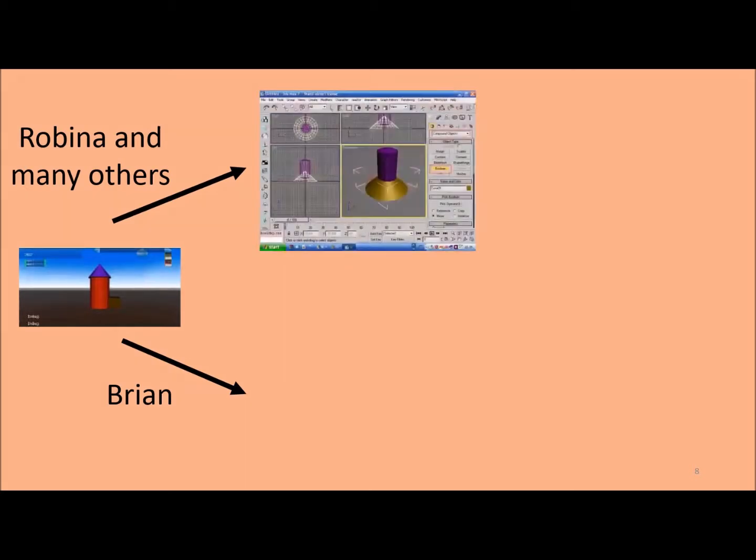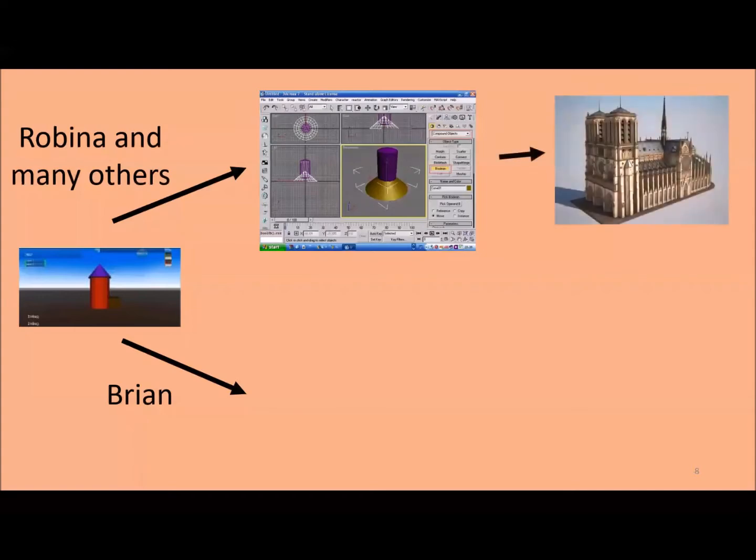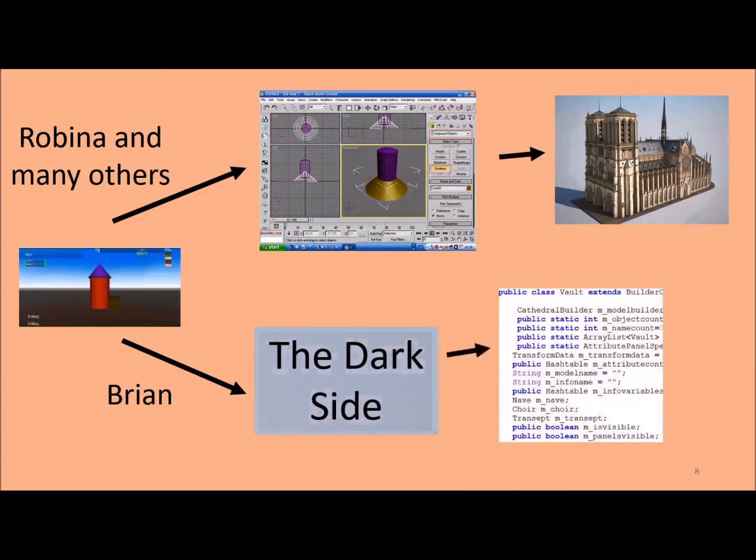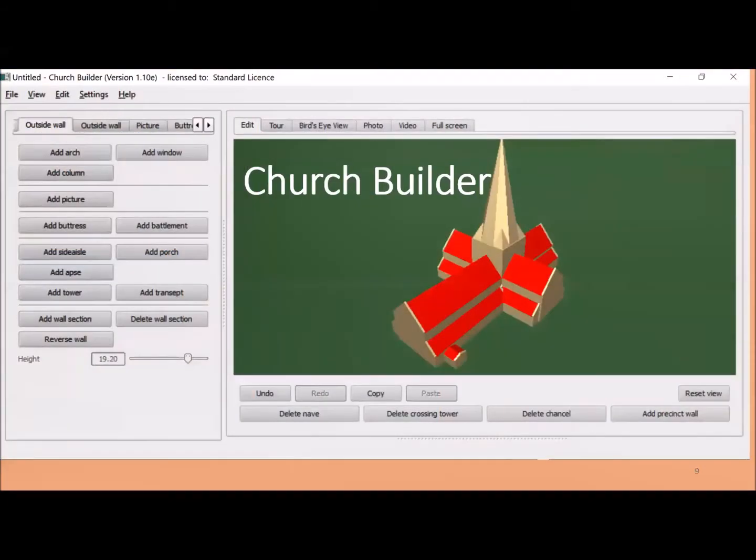Robina and many others took the 3D Studio Max route. I took the dark side, became a programmer. And the first program that we wrote, Cathedral Builder, was our first parametric modeling program.